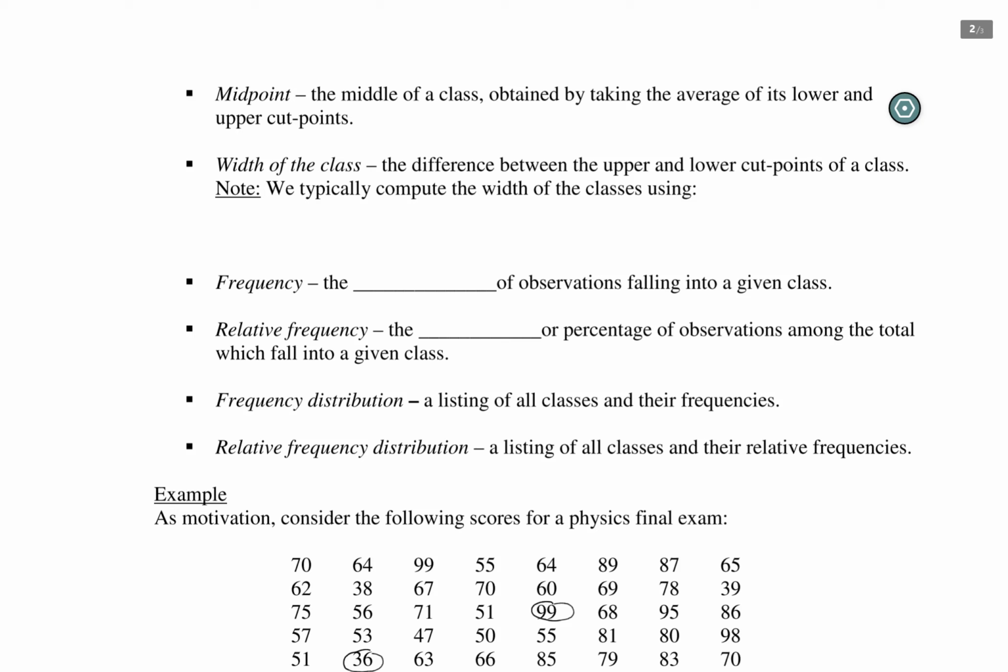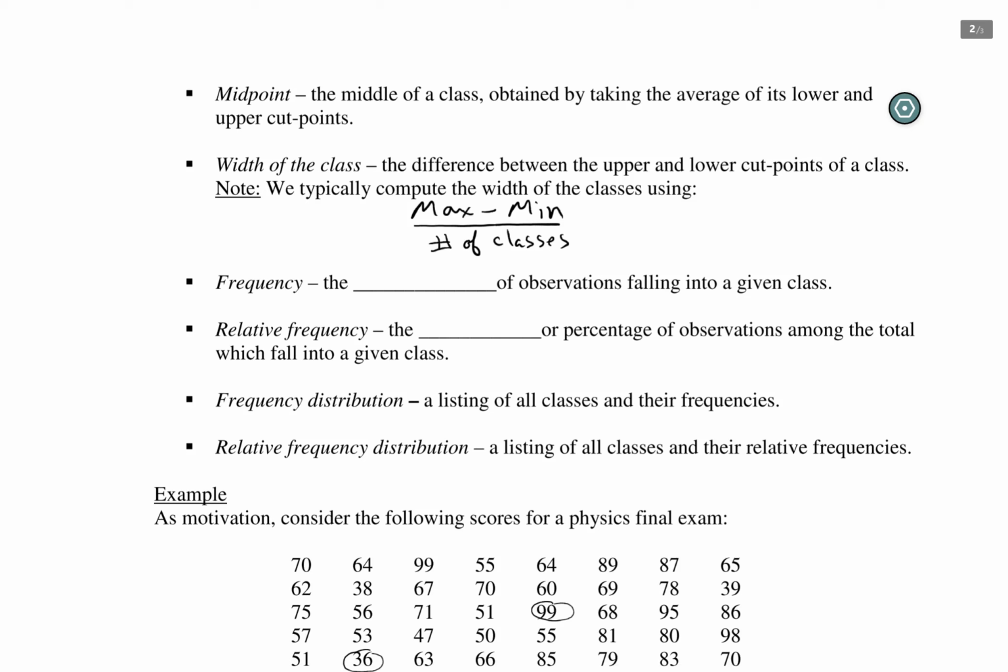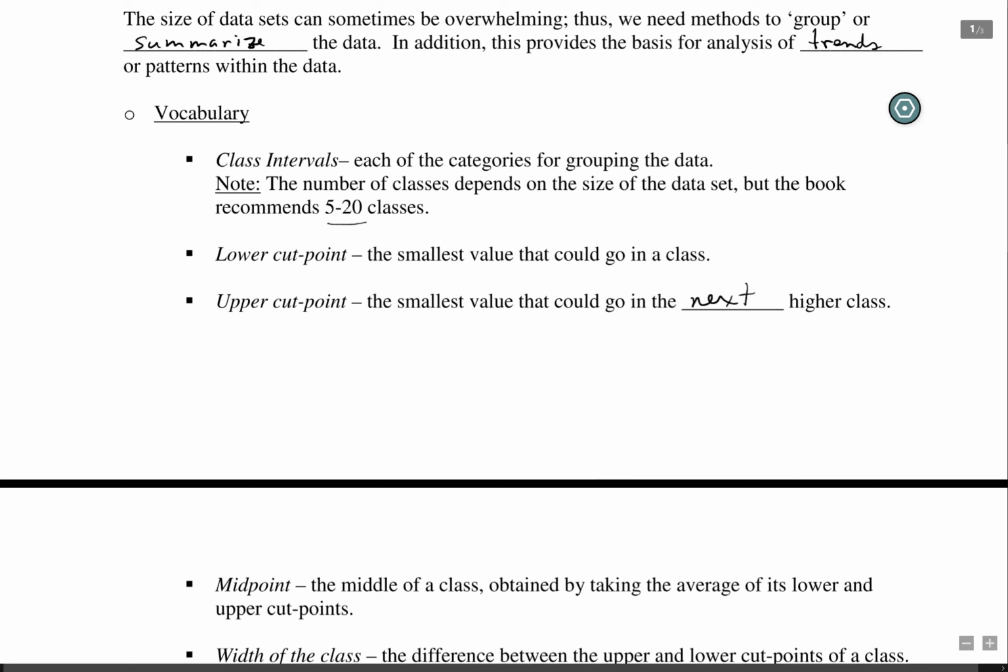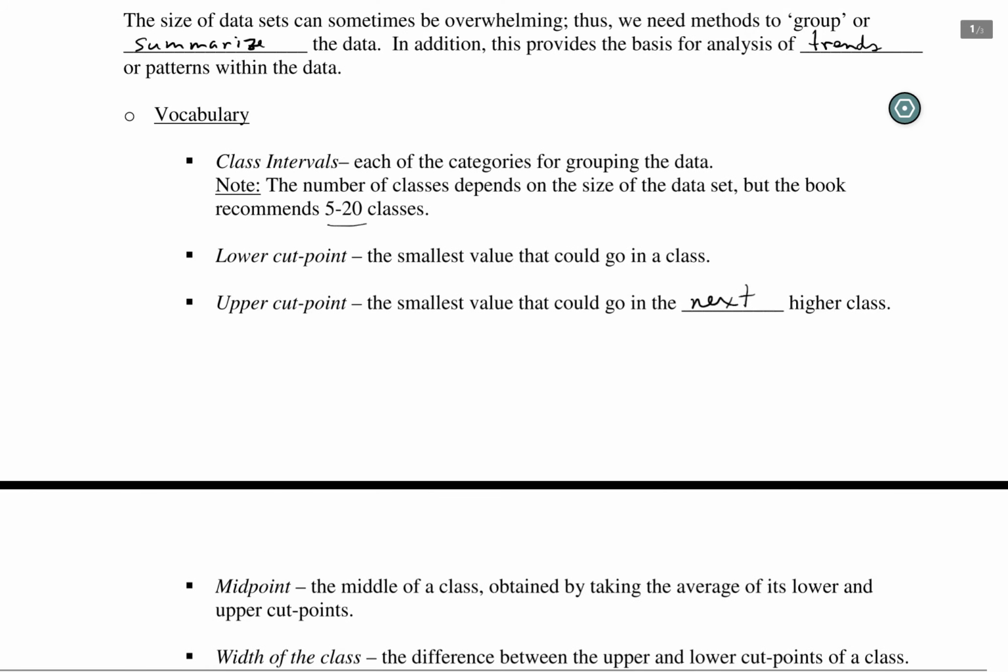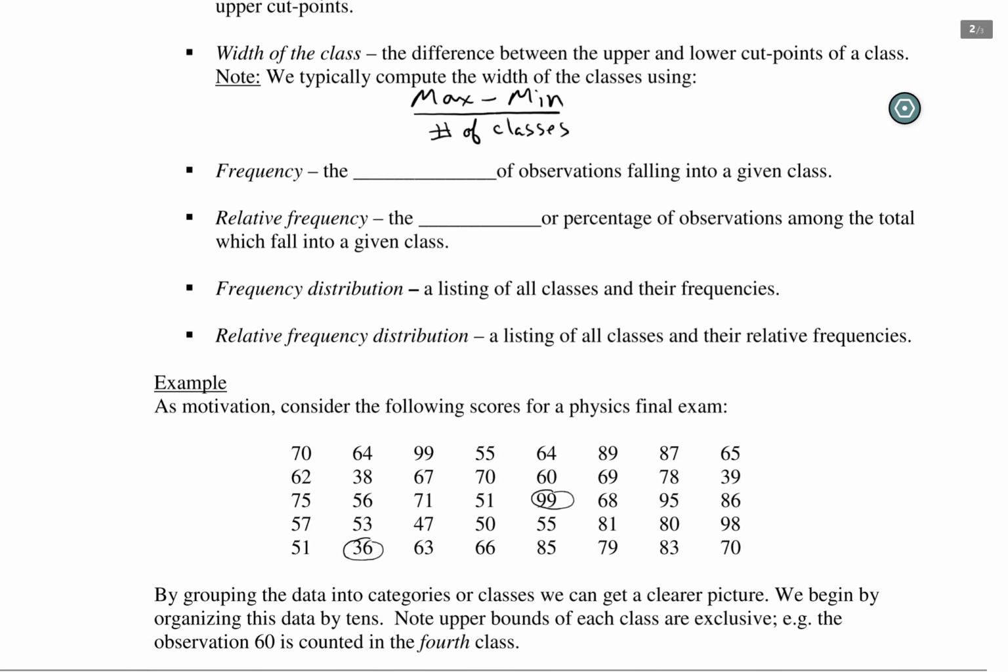Well, how do we find the width of a class? Typically we compute the width of the class by taking the maximum minus the minimum and dividing it by the number of classes that we want. There's not a set number of classes that you have to have for every grouping of data. A rule of thumb is, it depends on the size of the data set, but up here I've got between 5 and 20 classes. If you have a smaller data set, you're going to have fewer classes. The larger the data sets and the more spread out the data, you can have considerably more classes. But anyway, so the width of the class is typically computed this way.